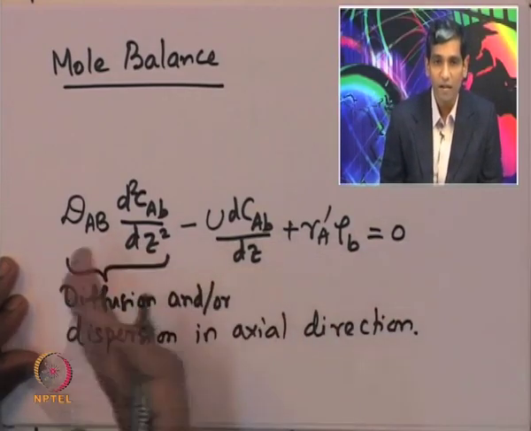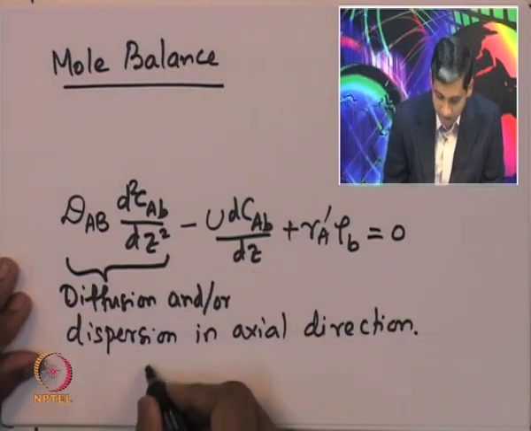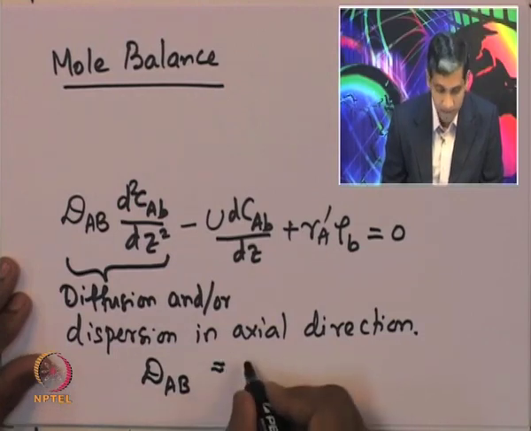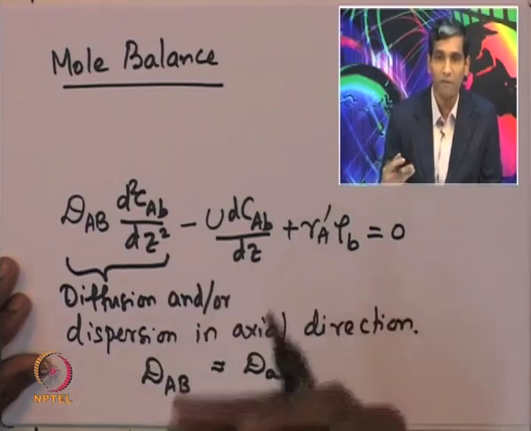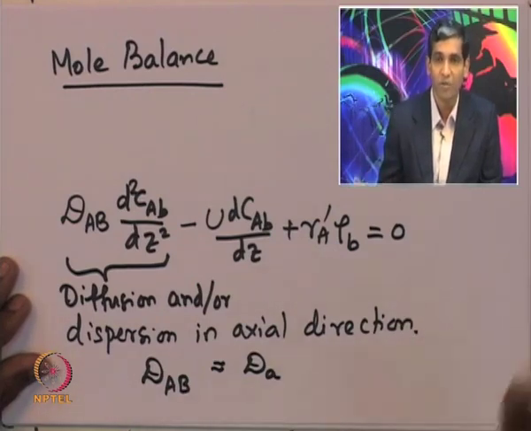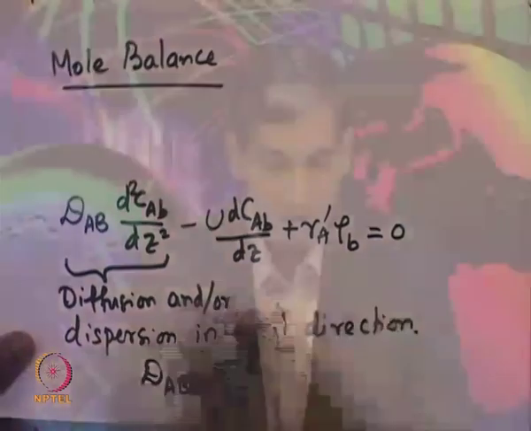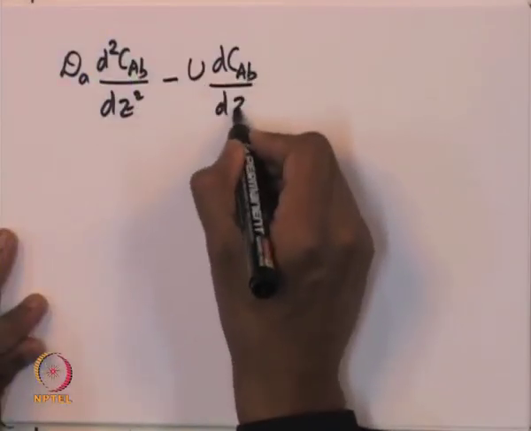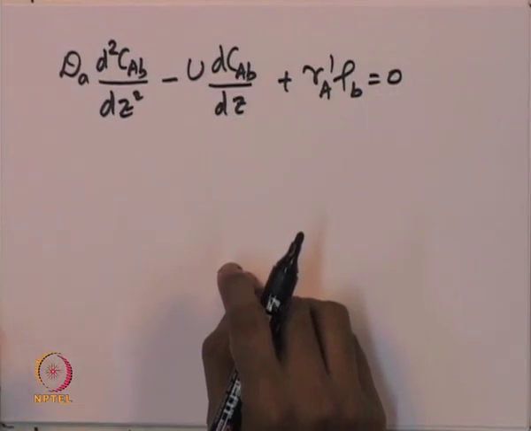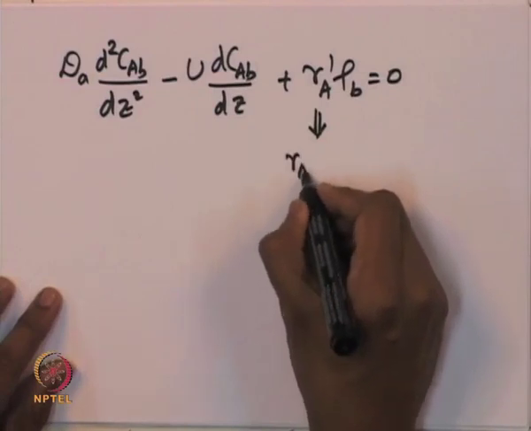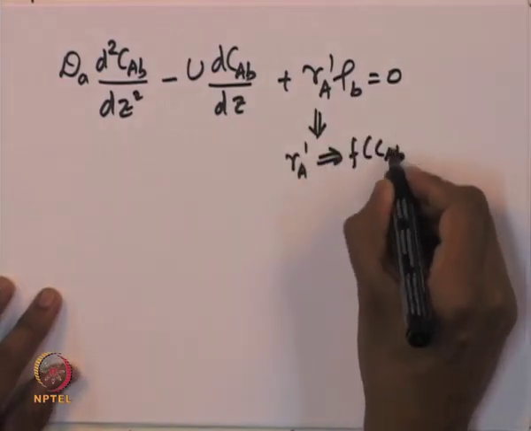So, for the rest of the design equation, mole balances, we would consider D A b, the equimolar counter diffusivity, to be approximately equal to D A, which is the quantity that captures the extent of diffusion, or dispersion, or diffusion and dispersion together. So, hereafter we will refer to it as D A in this lecture. The modified mole balance using this representation is D A into d square C A B by d z square minus u into d C A B by d z plus R A prime into rho b equal to 0. Now, the next step is to relate R A to concentration. We need to find out the relationship with the concentration of the species.